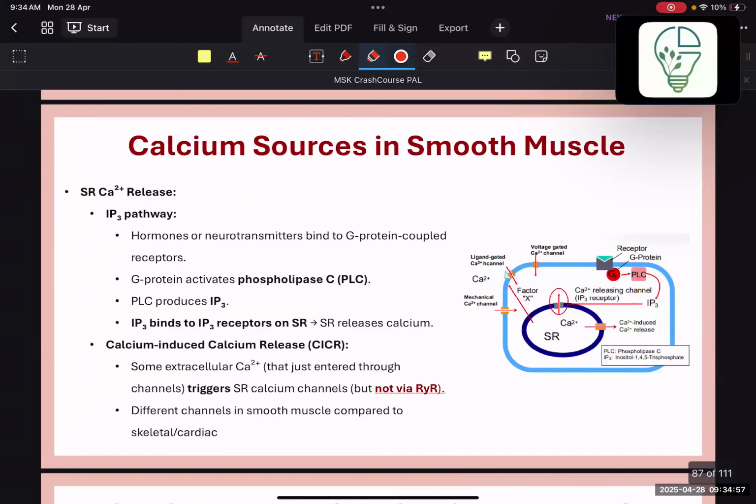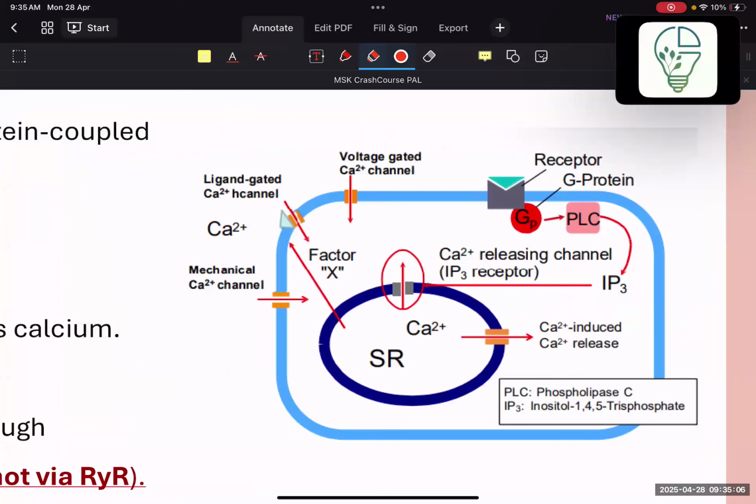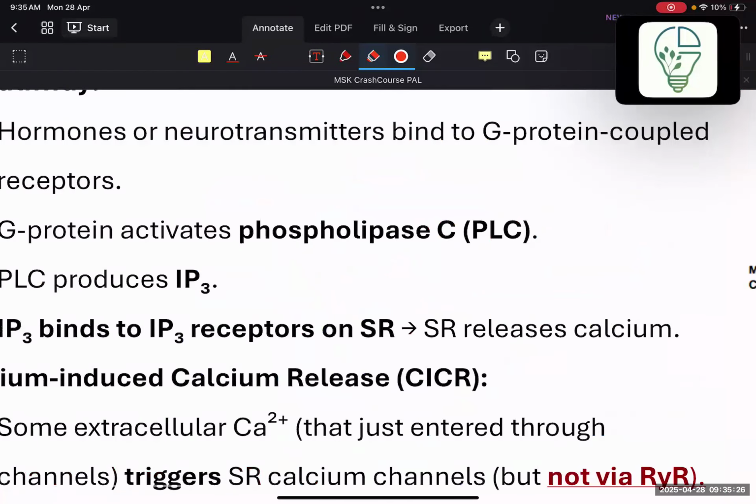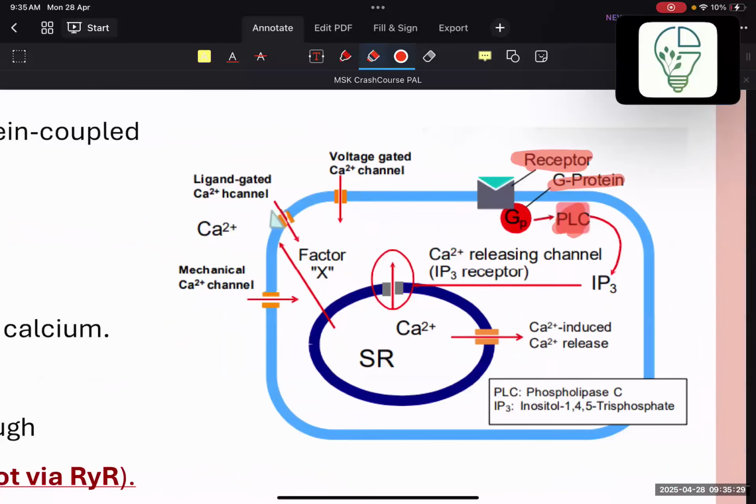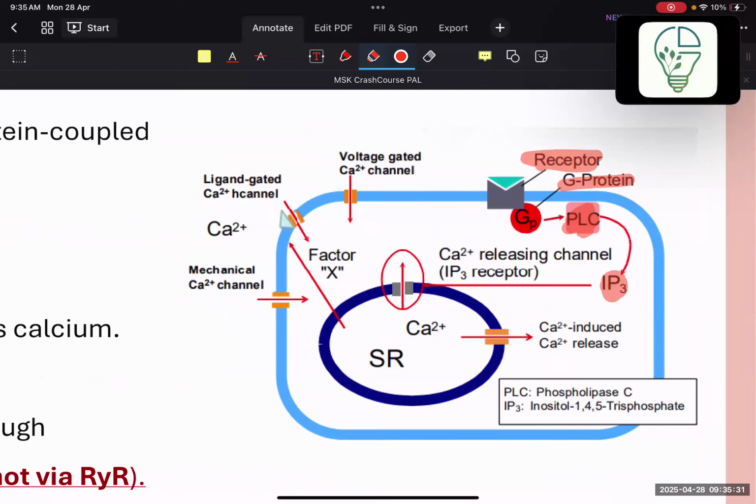Let's talk about the sarcoplasmic reticulum calcium release, because we said it comes from the extracellular compartment and it comes from the sarcoplasmic reticulum. We already discussed the extracellular compartment. Let's see the sarcoplasmic reticulum. Once again, a neurotransmitter or a hormone will bind to a receptor on the smooth muscle cell membrane. And then this time, it's going to trigger the G protein to activate. The G protein will activate something called PLC, which I think is phospholipase C. Yeah, phospholipase C. Phospholipase C will activate, and then it will go and activate IP3. IP3 will bind to a receptor on the sarcoplasmic reticulum, and then it will just induce calcium release.